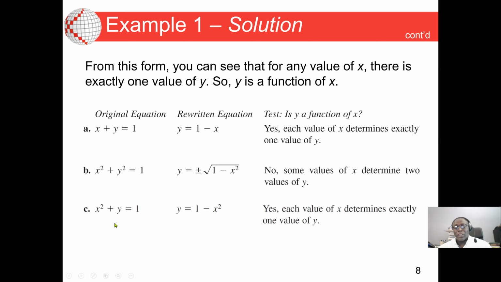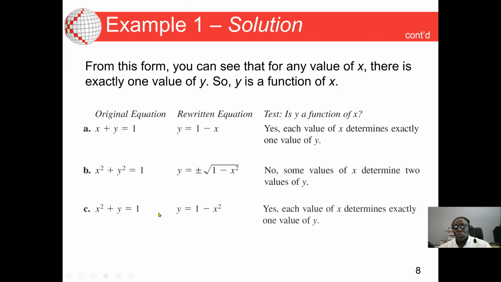Now let's look at c. x squared plus y equals 1. We can rewrite it as y equals 1 minus x squared, because x squared is plus, so when it crosses the equal sign, it becomes minus. This is a function because for any x value we get, we are going to generate only one y value.